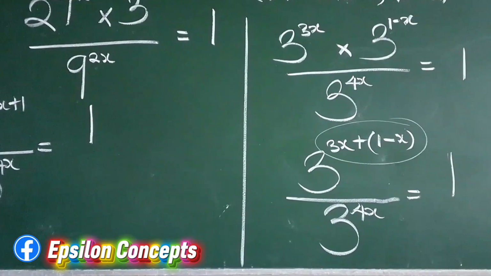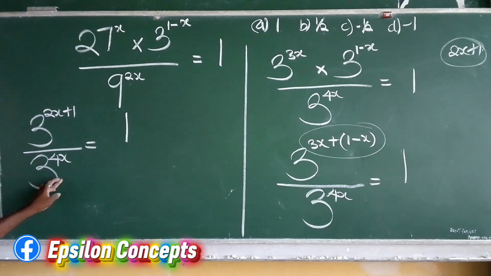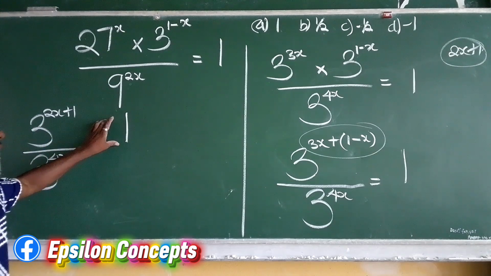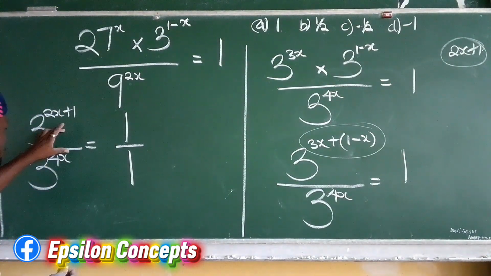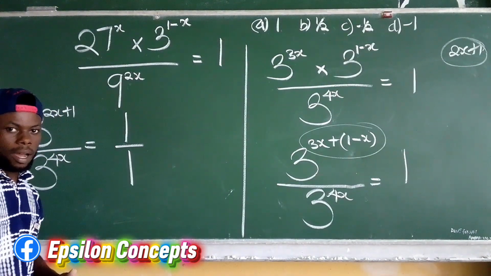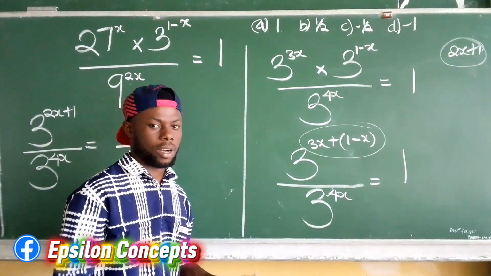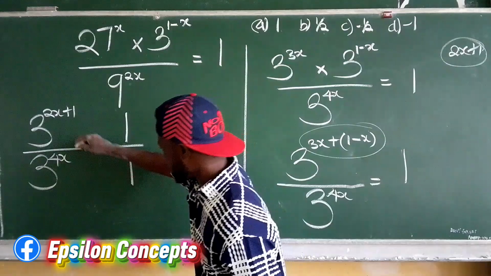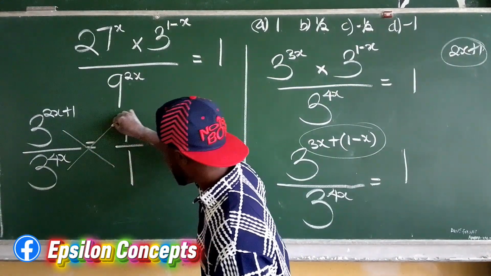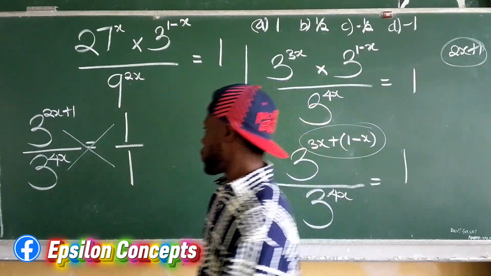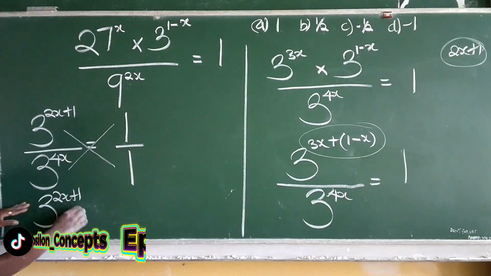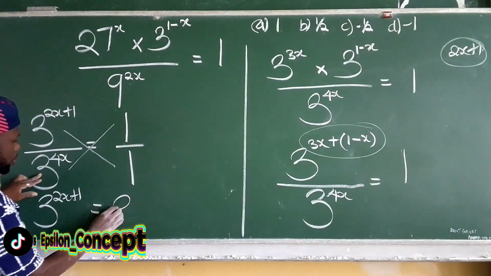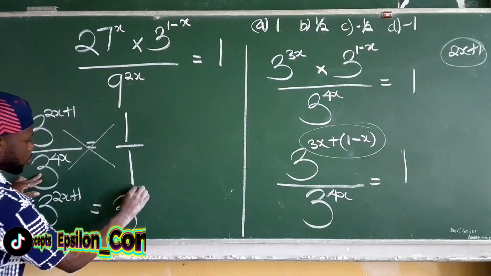If you look at the left hand side, we have a fraction, numerator and denominator. But at the right side, we don't have a fraction. But we can provide a fraction by dividing by 1, so that both the left and the right hand side of the equation appear in terms of a vulgar fraction. At this point, we can cross multiply. If you cross multiply, we have 3 raised to the power of 2x plus 1 is equal to 3 raised to the power of 4x.